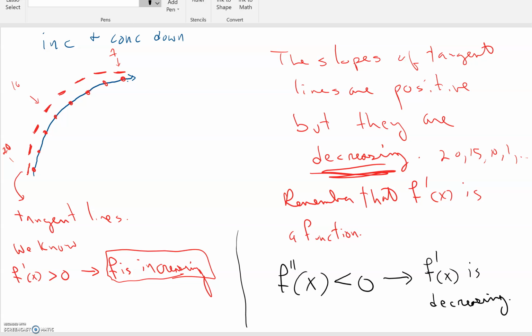But what does it mean that the first derivative is decreasing? Well, if the first derivative is decreasing, that means, I ran out of room here, but this statement here, this means that f, the original function, is concave down.